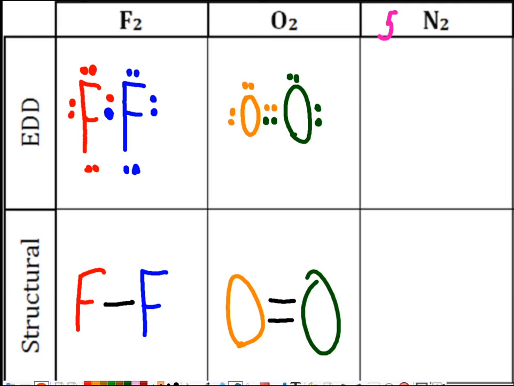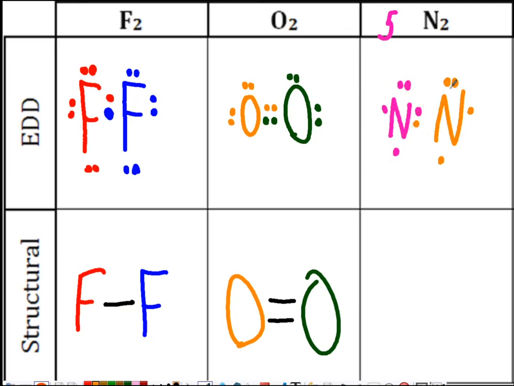Okay, so we have 5 dots. 5 dots when it comes to this. So, let's get this set up properly. My first nitrogen that I write has 1, 2, 3, 4, 5 dots. And my second nitrogen that I'm going to write has 1, 2, 3, 4, 5 dots. Notice I made the bond right away.